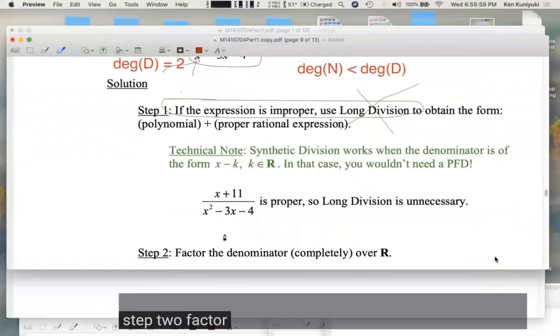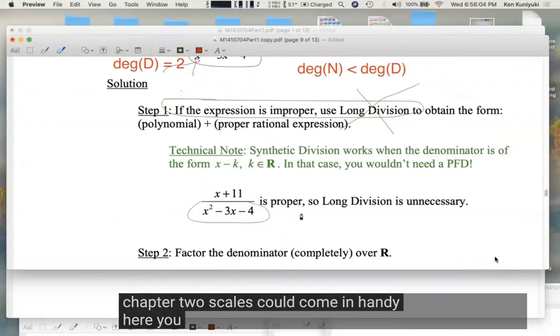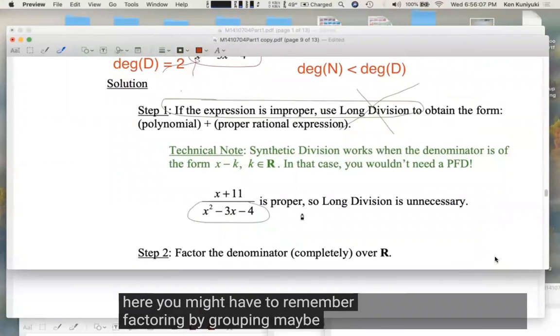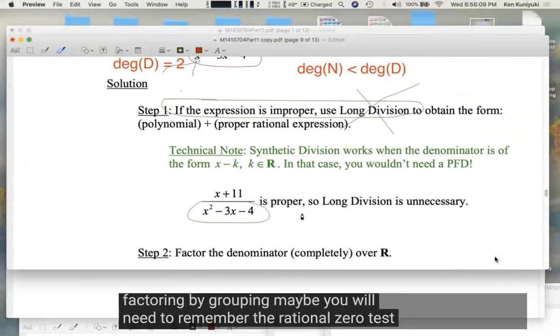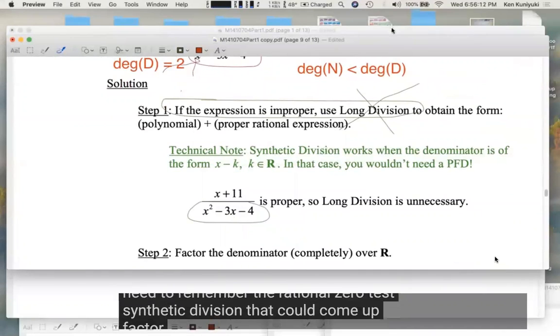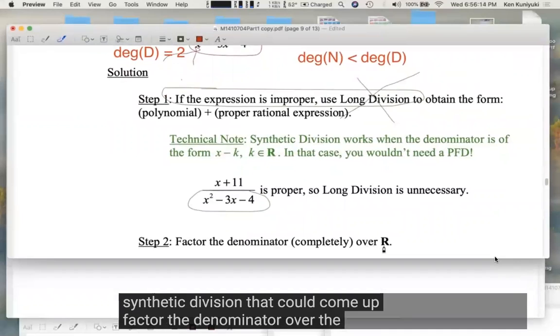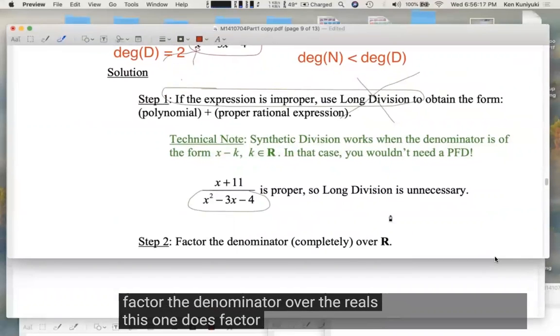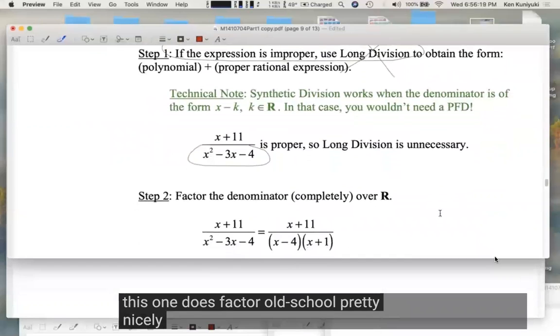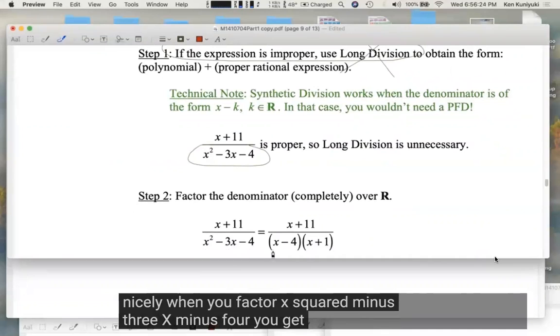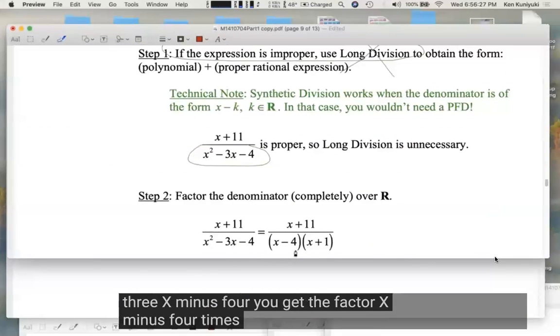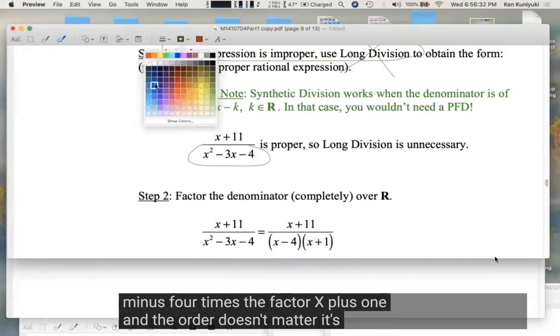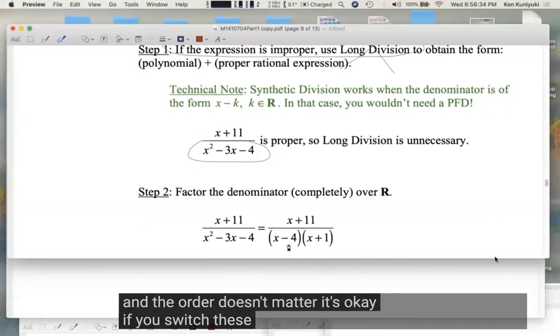Step 2, factor the denominator. So your chapter 2 skills could come in handy here. You might have to remember factoring by grouping. Maybe you will need to remember the rational zero test, synthetic division, that could come up. Factor the denominator over the reals. This one does factor old school pretty nicely. When you factor x squared minus 3x minus 4, you get the factor x minus 4 times the factor x plus 1. And the order doesn't matter. It's okay if you switch these.